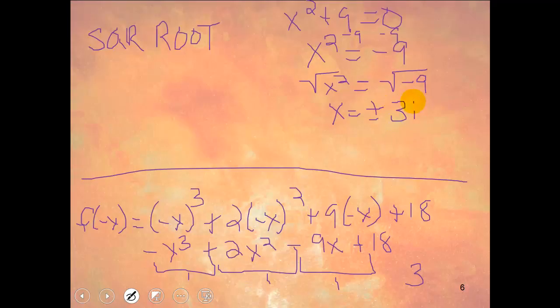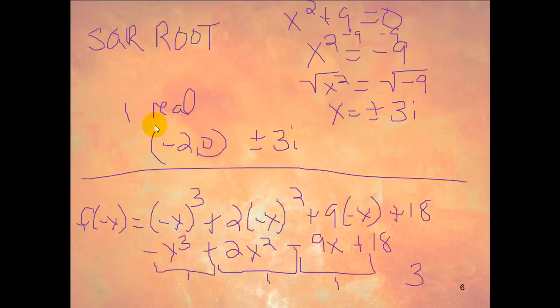So my solutions from the other slide, I have a negative 2 that produced a 0, and then I have plus or minus 3i. I have one real and two complex. Okay? All right.